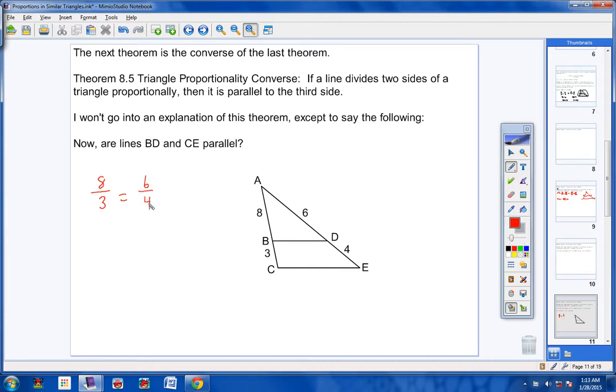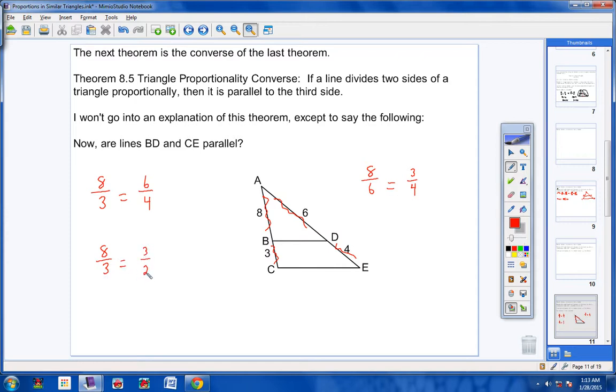Now remember, there's another way to set up your ratio too. You could say 8 over 6 if you wanted to equals 3 over 4, and that would be fine also. But here's what you're going to see, students. You're going to see no matter what, you do not get two true statements. It doesn't work, okay? 8 over 3 cannot be reduced, and 6 over 4 can be reduced to 3 halves.